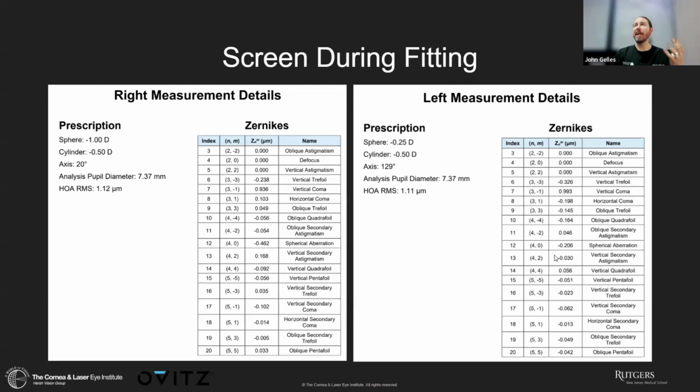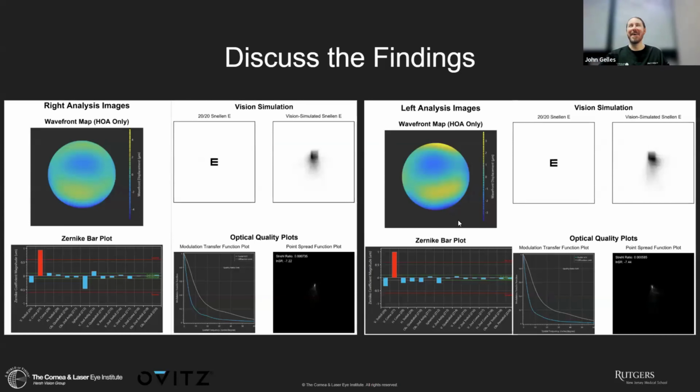So, in general, in clinic, how do I use Ovitz? During my fitting, I'll use it as a screening process. Basically, I'll put a lens on, take my wavefront aberrometry with the Ovitz, and then I can see all the aberrations present. That's how I'll judge whether you are a good candidate or not, right? So I'll look at what their RMS value is and what their pupil diameter is, and then based on that, we'll go ahead and discuss the findings with the patient.